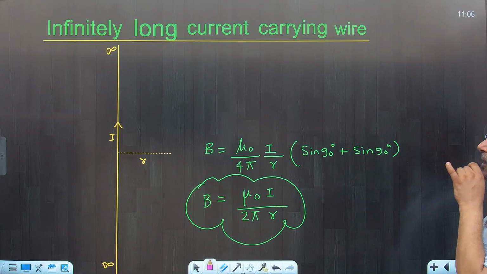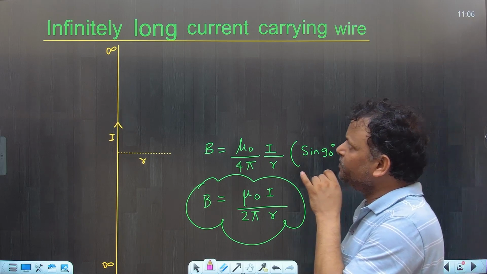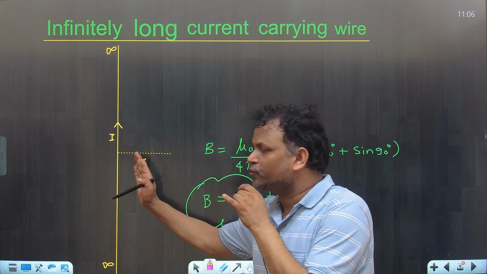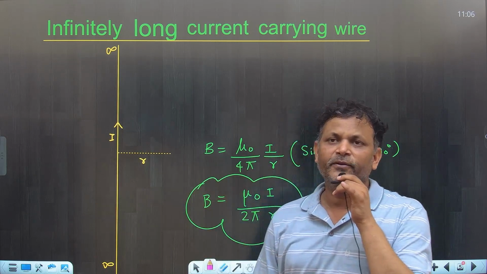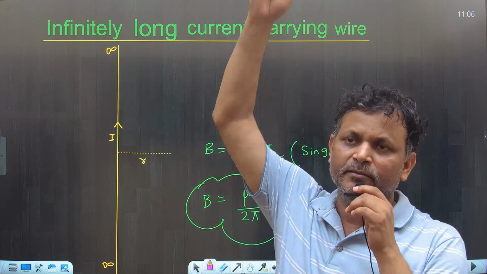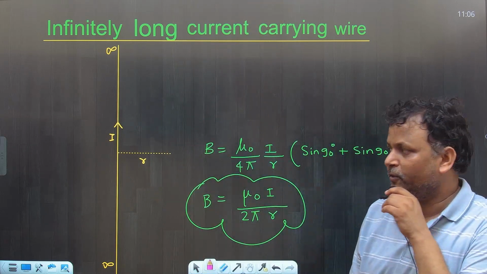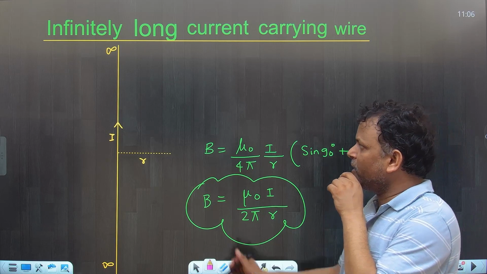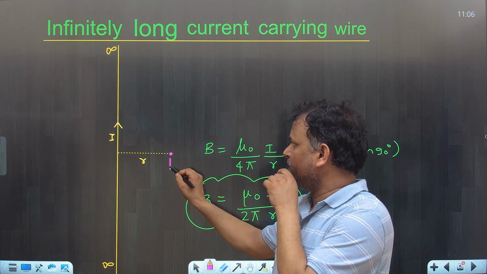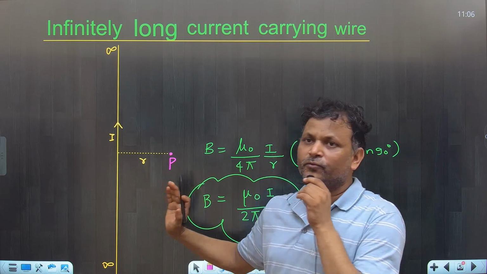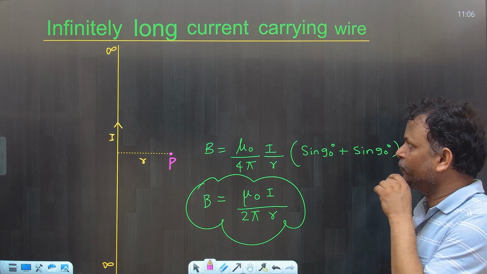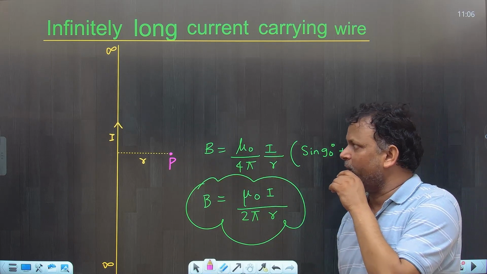Infinitely long current carrying wire. What does it mean by infinite in this case? It means you are very close to this wire. It does not mean this wire is very long, some kilometers, right? No. It means that we are looking for the magnetic field at point P, which is in the vicinity of this wire. So you will say it is an infinite wire.